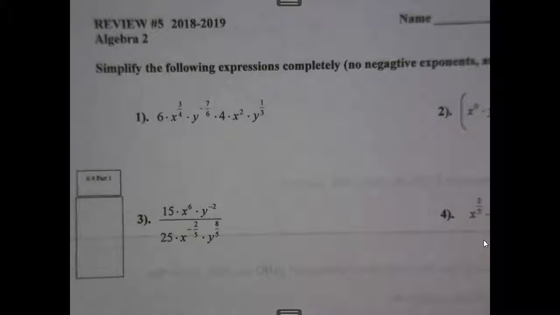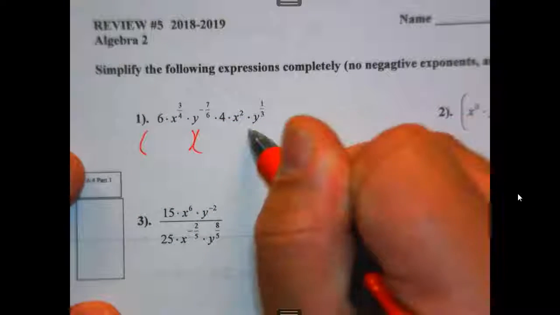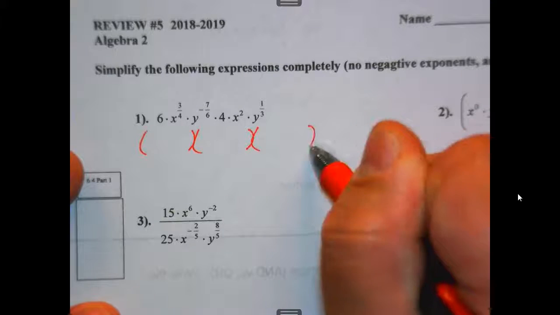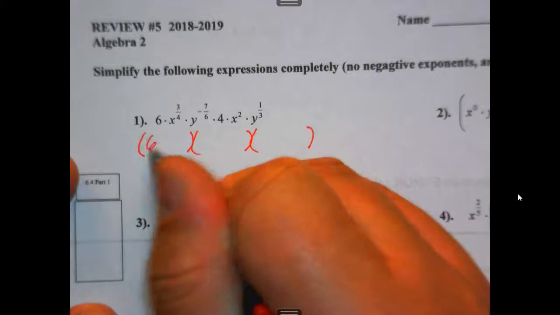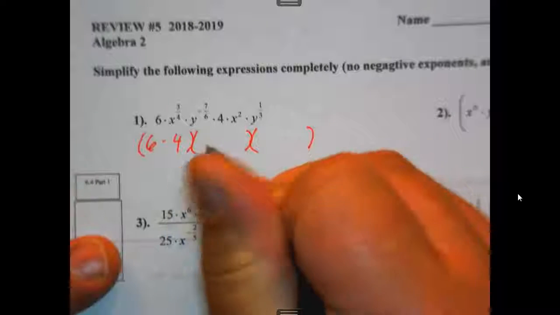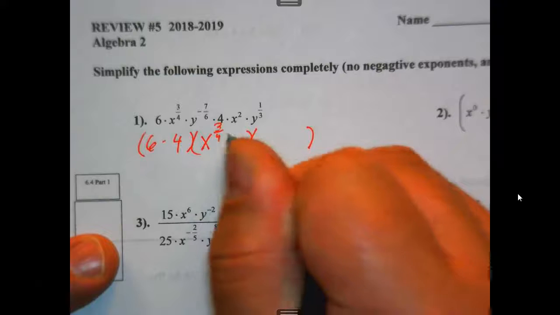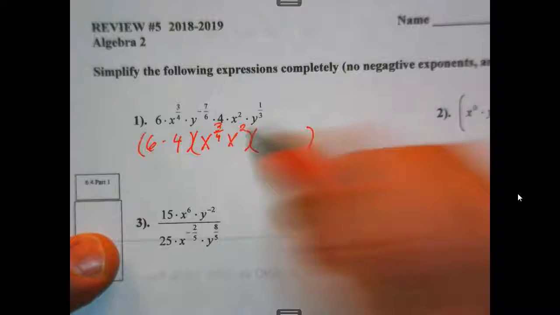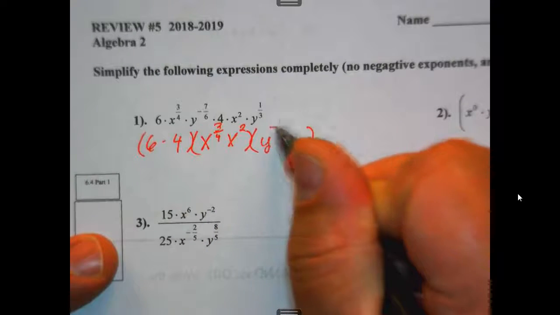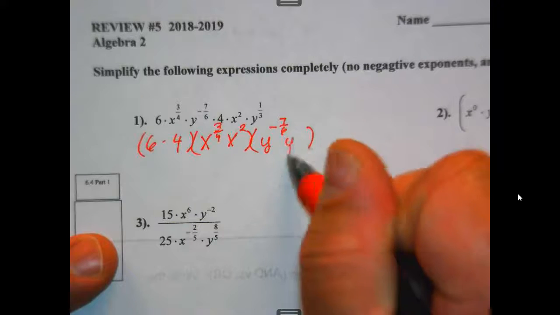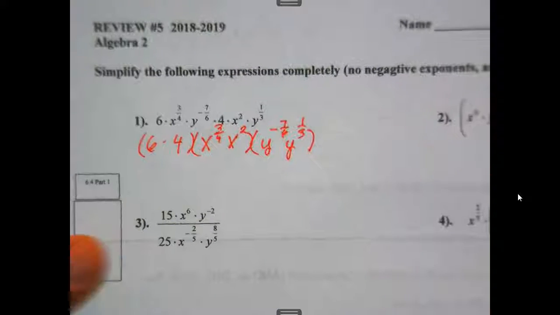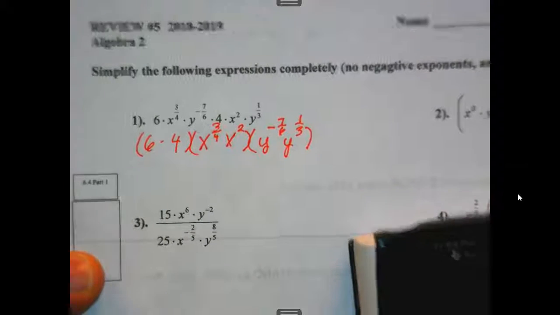Okay, number 1. I'm going to group my numbers, I'm going to group my x's, and I'm going to group my y's. My numbers, 6 times 4. My x's, x to the 3/4, x squared, y to the negative 7/6, and y to the 1/3. Now I'm going to use my calculator for these. All right, 6 times 4, 24.